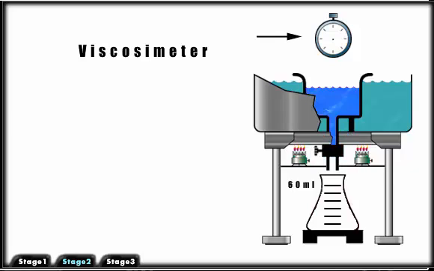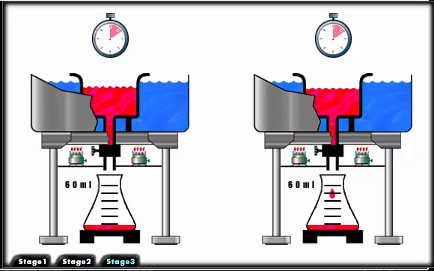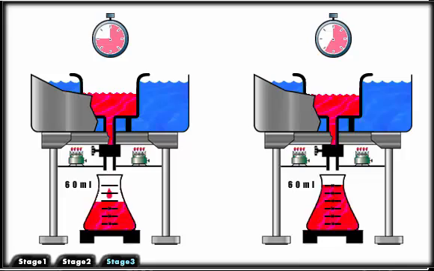A stopwatch is used to determine how much time it takes to fill a 60 milliliter flask. The number of seconds that it takes to fill the flask at a given temperature is the liquid's viscosity at that temperature. As illustrated, the fluid on the right has a lower viscosity number than the fluid on the left.